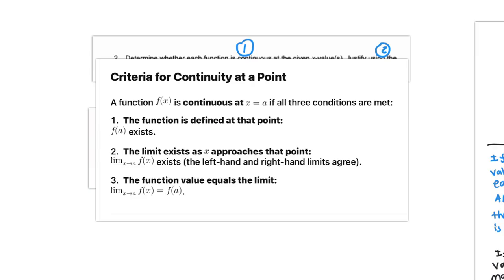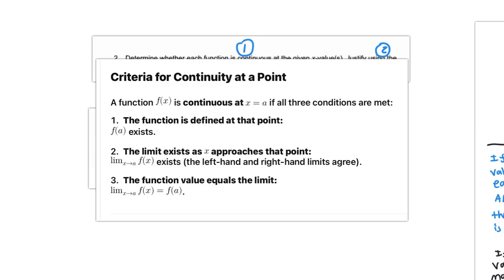Number two, the limit exists as x approaches that point. In other words, the left-hand limit and the right-hand limit both have to match each other. We're going to be using a table of values for this part. We're going to approach that particular x value from the left, and from the right, and we're going to see if they match.